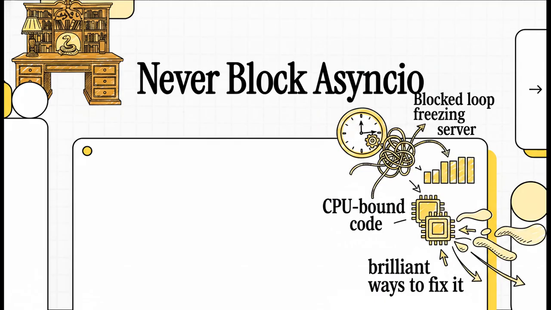Today, we're exploring a seriously fascinating aspect of modern programming known as the secret life of Python. Specifically, we're going to look at why you must never, ever block the Asyncio loop. We'll break down exactly why CPU-bound code completely freezes your server and the brilliant ways we can fix it.